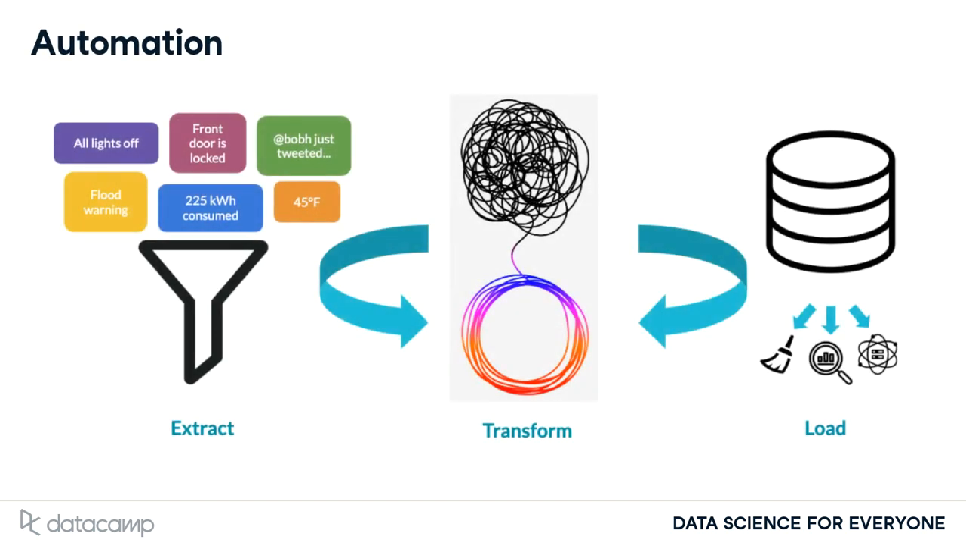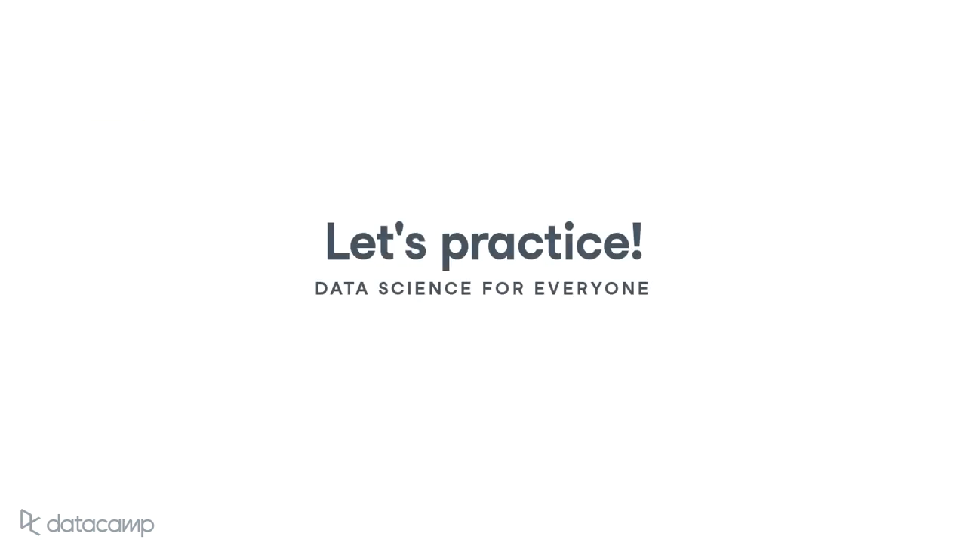Once we've set up all those steps, we automate. For example, we can say every time we get a tweet, we transform it in a certain way and store it in a specific table in our database. There are tools that are specialized to do this. The most popular is called Airflow. Now, it's time for some exercises.